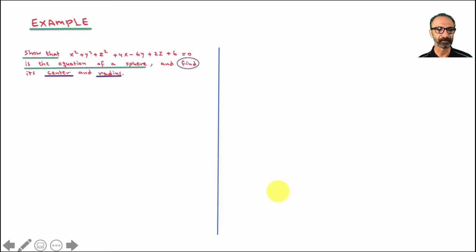Here's an example. Show that this whole expression is an equation of a sphere, and find its center and radius. Notice that I'm not reading it because I want to save some time, and I do have it coming right here in a larger font. That's the same thing. So it's x squared plus y squared plus z squared plus 4x minus 6y plus 2z plus 6 equals 0.